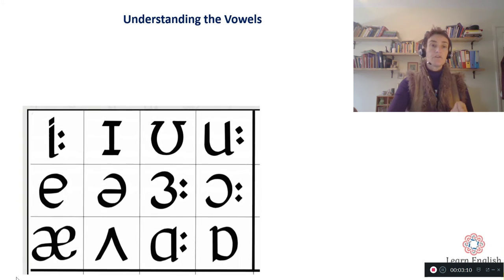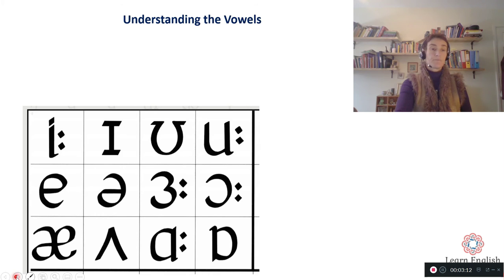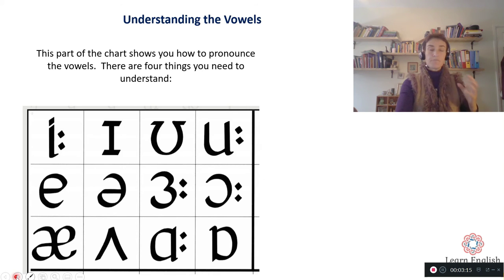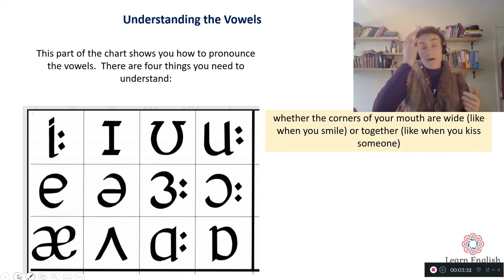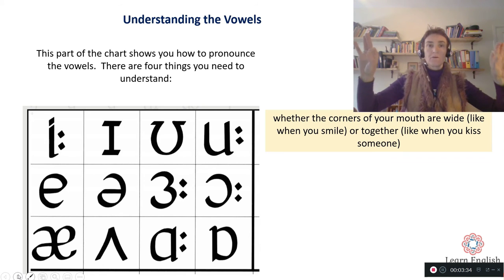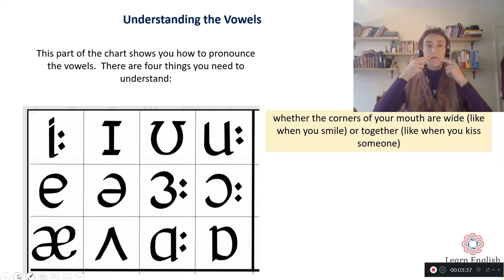So for today we're just going to talk about the vowels. And there are really 4 things you need to understand about this part of the chart. The first thing you need to know is whether the corners, so here, of your mouth are wide apart or close together. So when they're wide apart, it's kind of like you're smiling, like this. And when they're close together, it's kind of like you're going to give someone a kiss, like this.